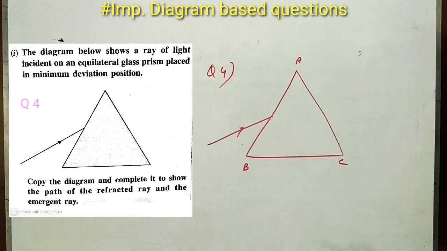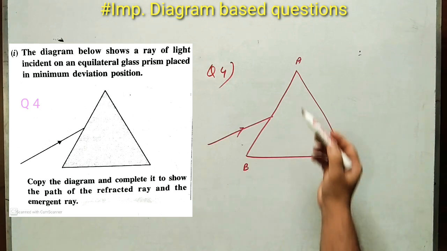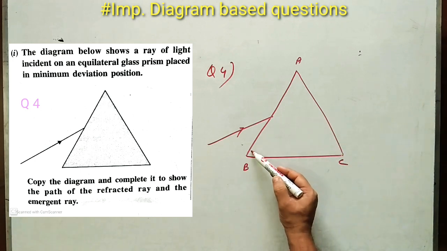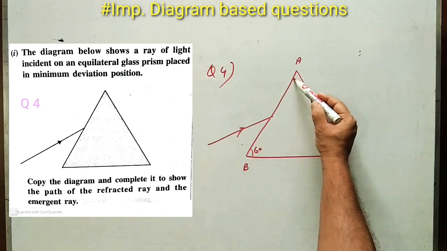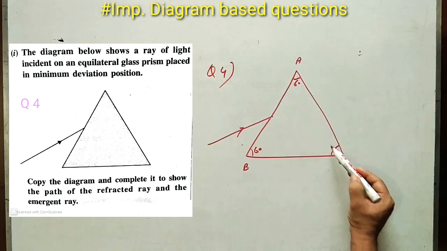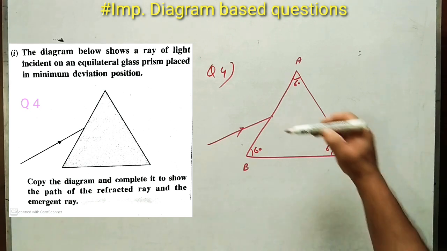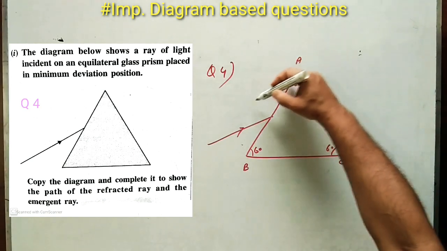So read the question very thoroughly. The given prism is an equilateral prism or a regular glass prism. So what is an equilateral glass prism? One whose angles are 60 degrees each. All three angles are 60 degrees each. Such a type of prism we call an equilateral prism or a regular prism. Alright. So in minimum deviation position, this is the incident ray on the surface AB.